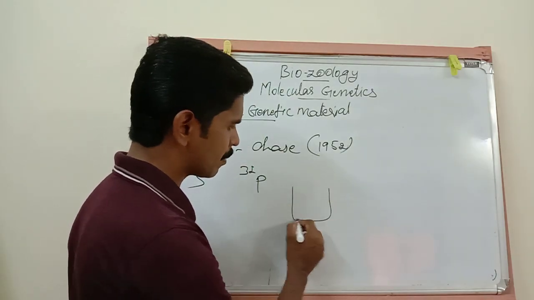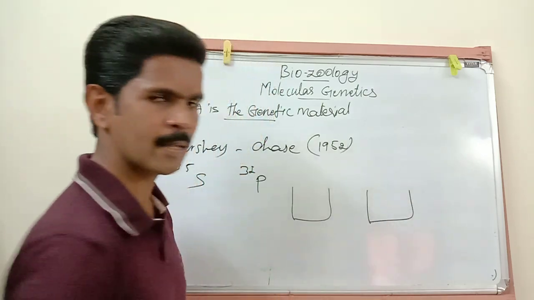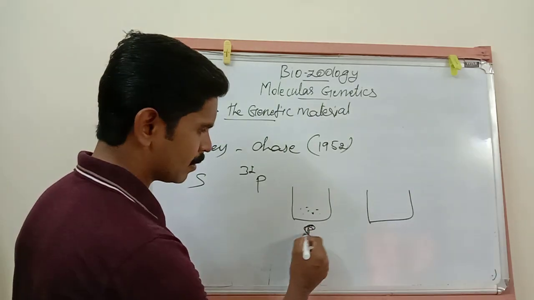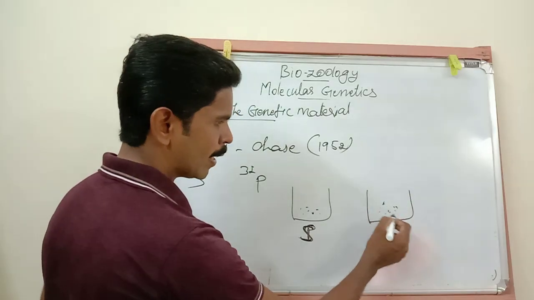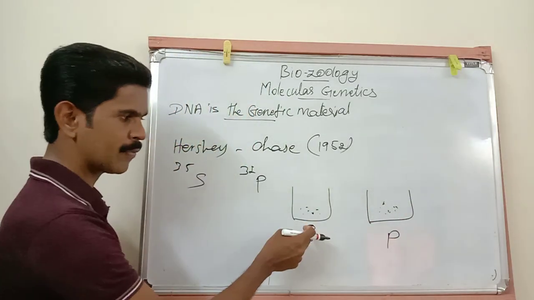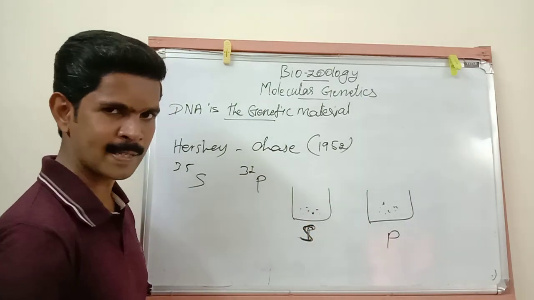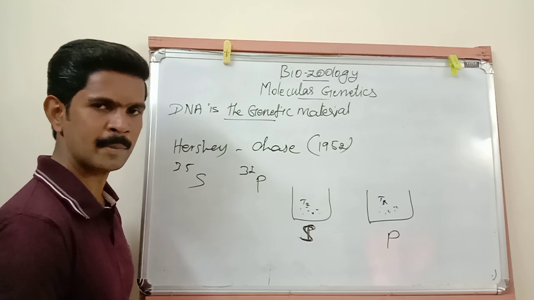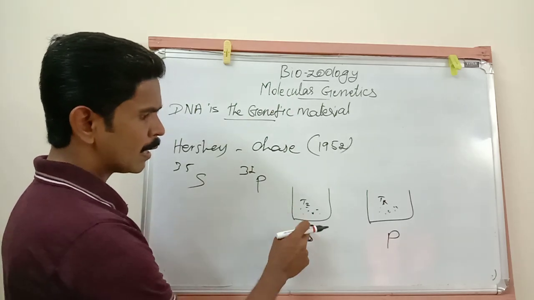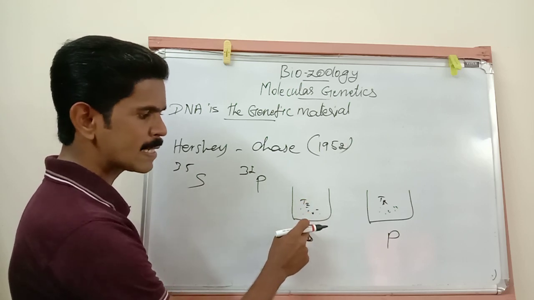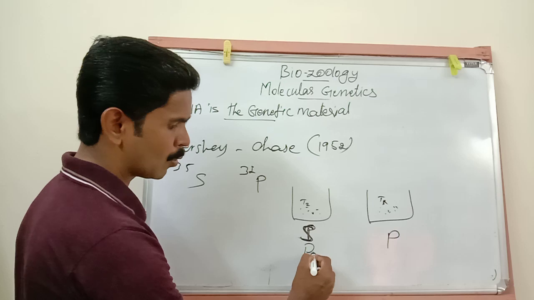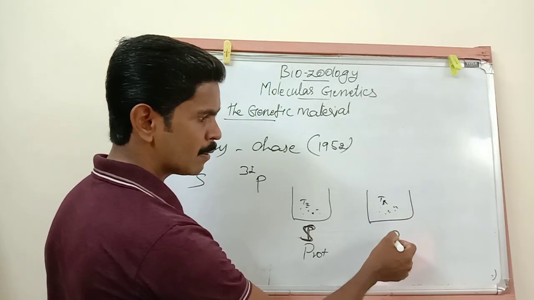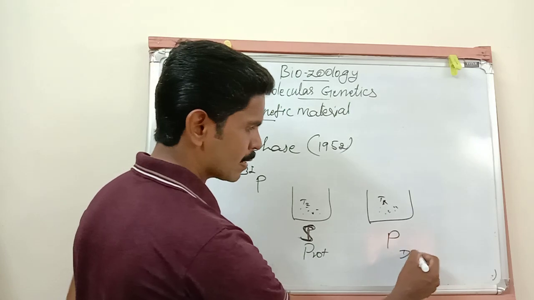Listen very carefully. They took two culture media. This is one culture medium and this is another culture medium. In this culture medium, they added sulfur. In the other culture medium, they added another isotope, phosphorus. So in this one sulfur is mixed, and in this one phosphorus is mixed. Some T2 bacteriophage is also mixed in both culture media. The T2 bacteriophage growing in the sulfur isotope is marked as protein. The T2 bacteriophage growing in the phosphorus isotope is marked as DNA.